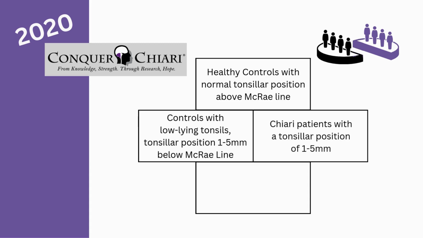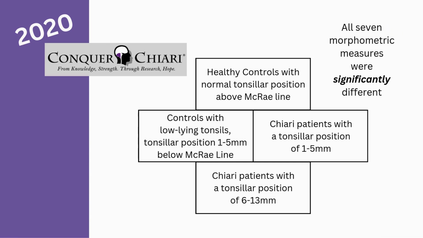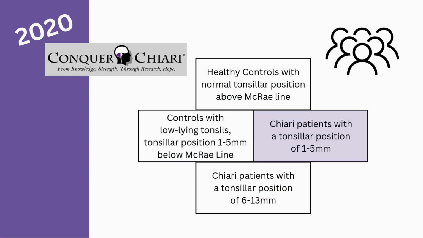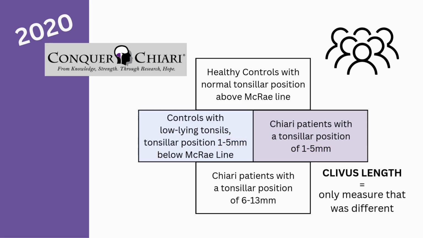Chiari patients with a tonsillar position of 1 to 5 millimeters. And finally, Chiari patients with a tonsillar position of 6 to 13 millimeters. All 7 morphometric measures were significantly different between the Chiari group with severe tonsillar descent and both control groups. The Chiari group with tonsillar position between 1 to 5 millimeters had 4 measures that were significantly different from the control group with normal tonsillar position. However, between the Chiari and control group with similar tonsillar position, meaning 1 to 5 millimeters, Clivus length was the only measure that was different.